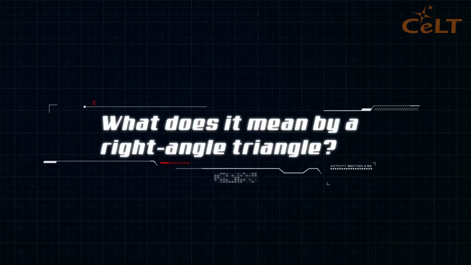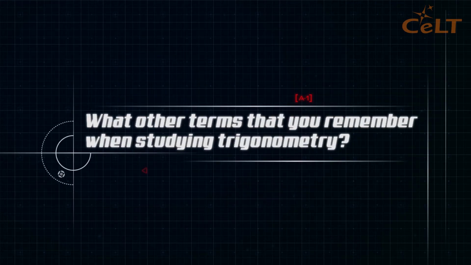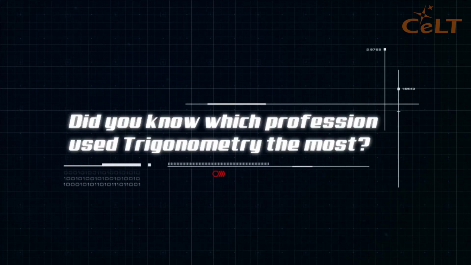Trigonometry is the study of the relationship between the sides of a right-angled triangle. A right-angled triangle is a triangle which has an angle of 90 degrees. Yes, I remember the expression SOH CAH TOA when learning trigonometry. The profession that uses trigonometry the most is civil engineers.